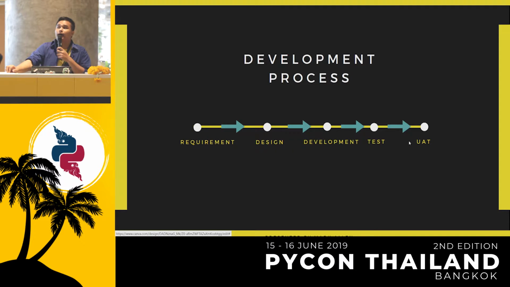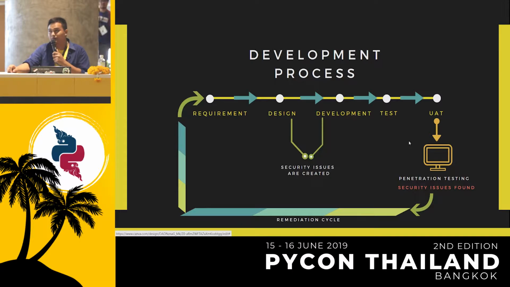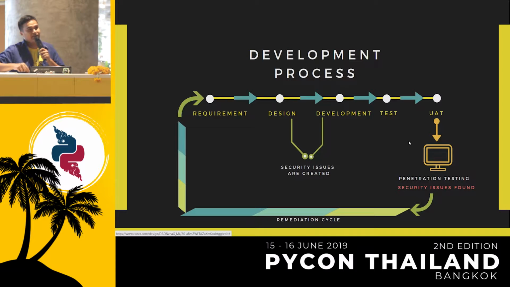And this is the common development process. We start with the requirement stage and continue with design and development, after that testing and user acceptance test. We were talking about penetration testing earlier, right? Penetration testing takes part in the final stage of development, which means we cannot realize the app has a security issue until the final stage.